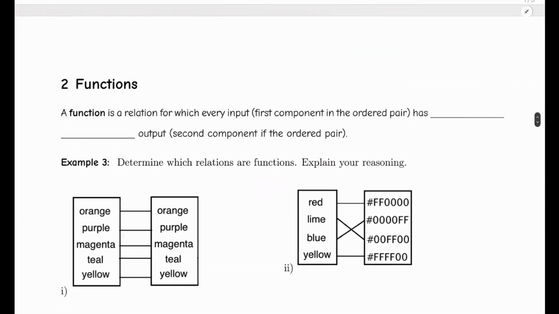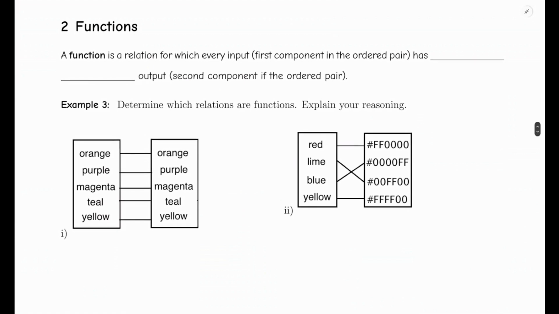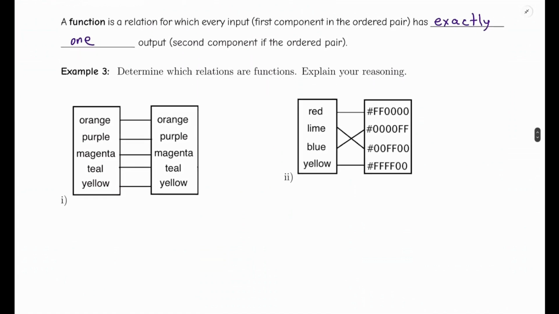Part 2, Functions. A function is a relation for which every input, the first component in the ordered pair, has exactly one output. The second component of the ordered pair. Determine which relations are functions. Explain your reasoning.